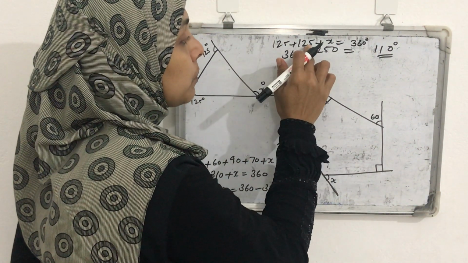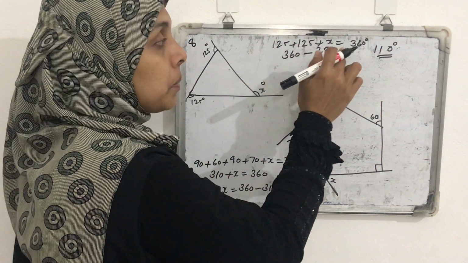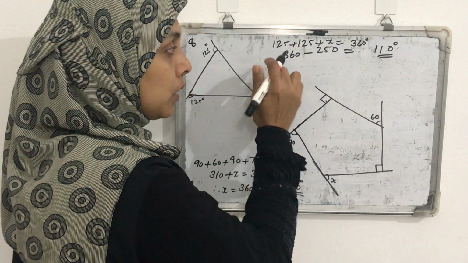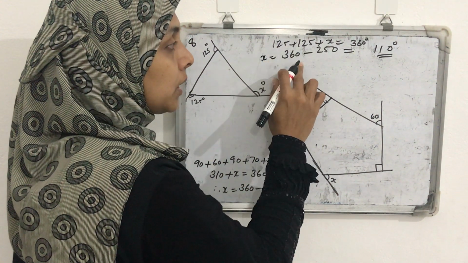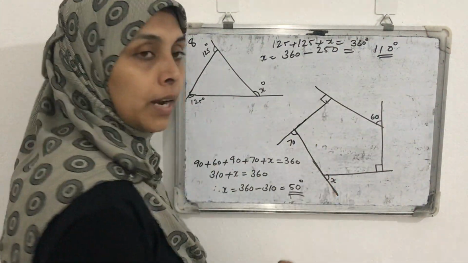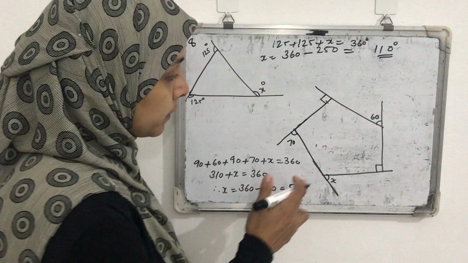So 125 plus 125 is 250. 250 plus x will be 360. So x will be equal to 360 minus 250, that is equal to 110. This is a very easy question. Now the second figure is this.